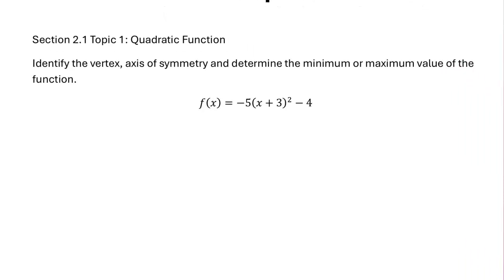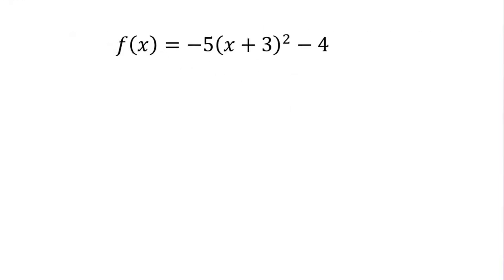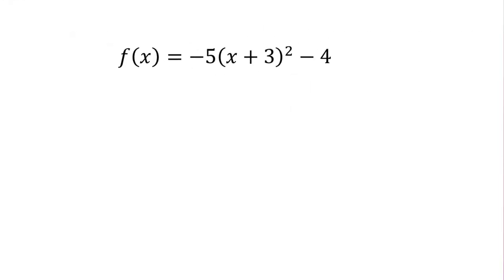Identify the vertex, axis of symmetry, and determine the minimum or maximum value of the function. f(x) = -5(x + 3)^2 - 4. Notice this function is in transformation or vertex form.